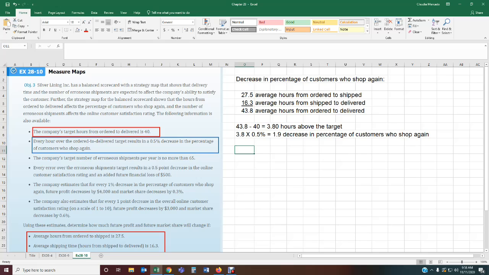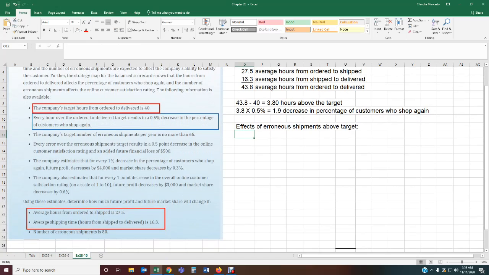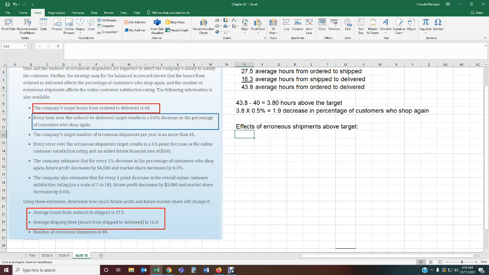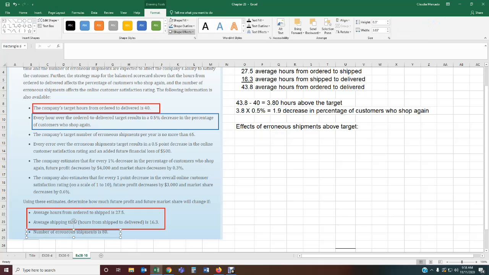Now that we've calculated the decrease in percentage of customers who shop again, we can identify the effects of the erroneous shipments above target. If we read down here, the last bullet says that we have 80 erroneous shipments during the year. Very bad. We have 80 errors basically in our shipment.